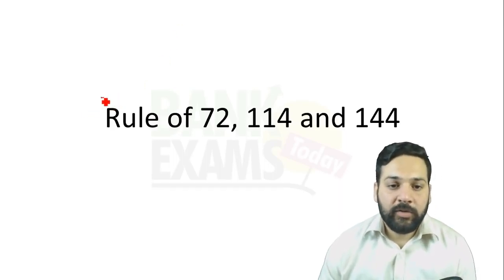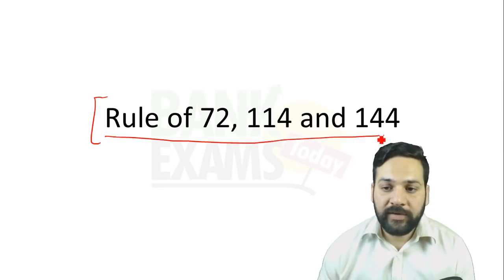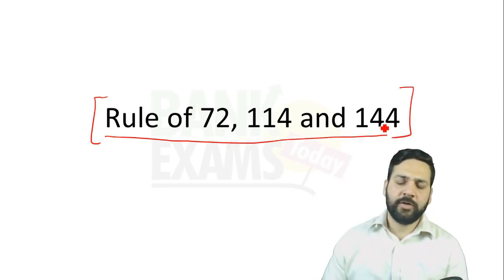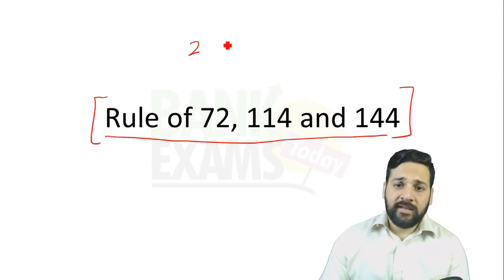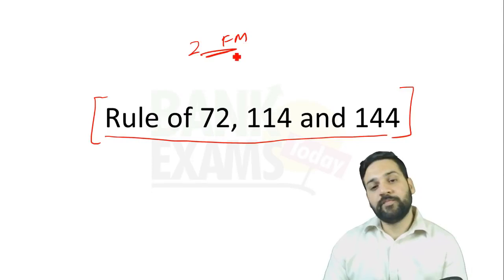So today I'm going to teach you the rule of 72, 114 and 144. Very important topic for RBI grade B exam. Last year there was a question of 2 marker in the FM paper of RBI grade B phase 2.